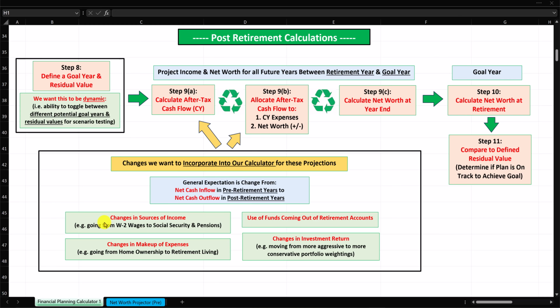Other changes we want to consider can include changes in sources of income, for example, going from W-2 wages to Social Security and pensions, changes in the makeup of expenses, for example, going from home ownership expenses to retirement living expenses, use of funds coming out of retirement accounts, like I mentioned a few moments ago, as well as changes in investment return, for example, moving from more aggressive to more conservative portfolio weightings.